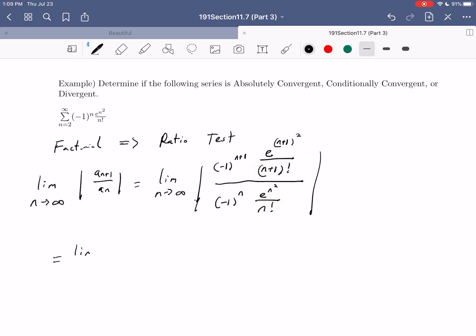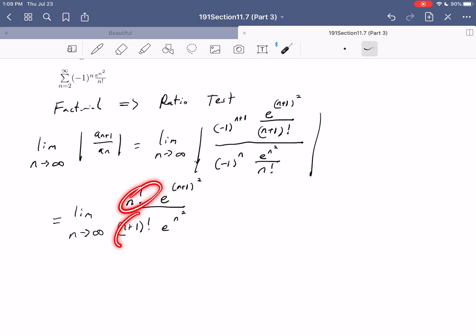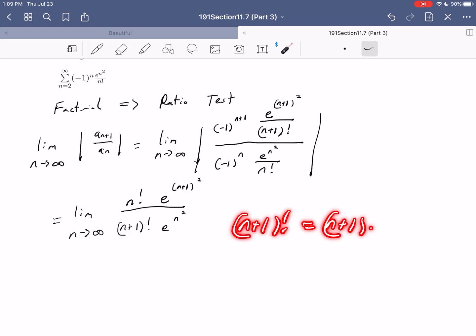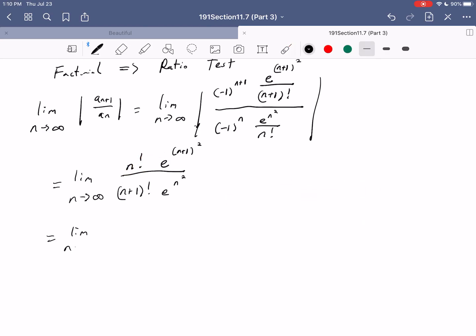So we should get this as the limit as n goes to infinity. Looks like up top, we should get an n factorial and an e^((n+1)^2), divided by, in the denominator now, (n+1) factorial times e^(n^2). Okay, this simplification we should be very comfortable with, right? (n+1) factorial is the same as (n+1) times n factorial, so we can cancel those. And we should get that this is the limit, n goes to infinity, e^((n+1)^2) over (n+1) times e^(n^2).